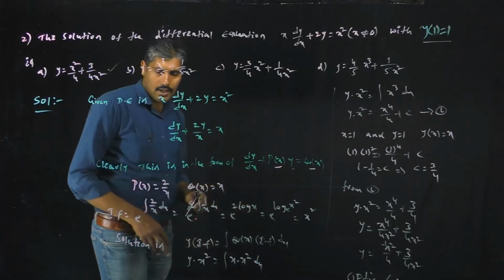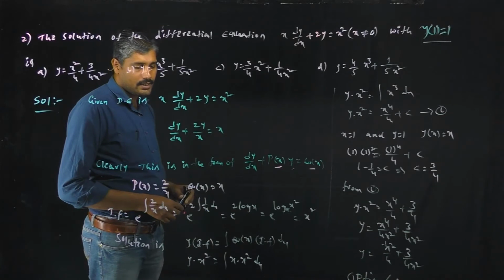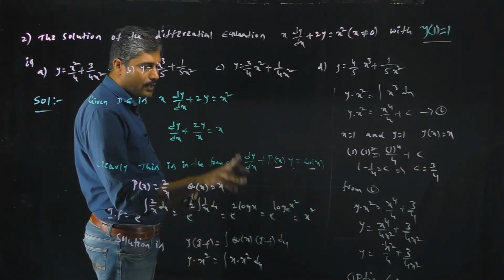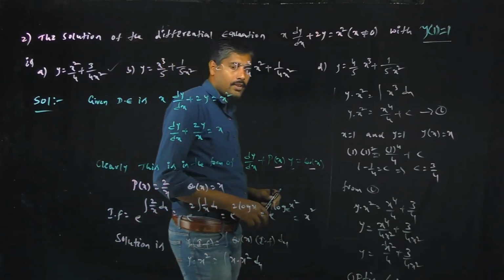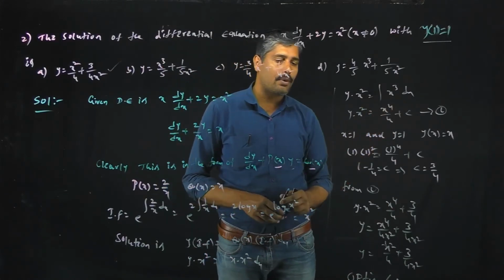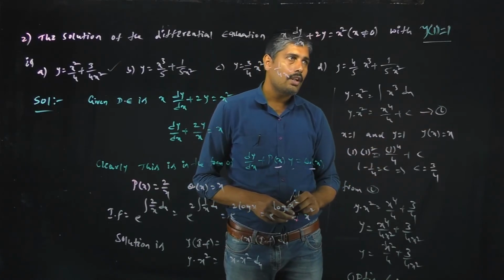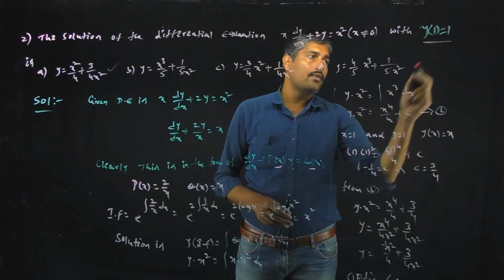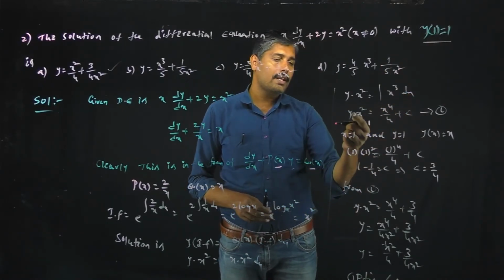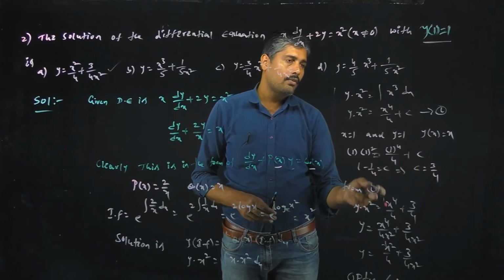Then the solution is y into integrating factor equals integral of q of x into integrating factor dx. That is y into x squared equals integral of x into x squared dx, that is x cubed dx. We know the integration of x cubed is x to the power 4 by 4 plus constant c. This is equation 1. Given y of 1 equals 1, here x equals 1 and y also 1. Substitute x and y in equation 1. Then we get c equals 3 by 4. From 1, we get the solution.